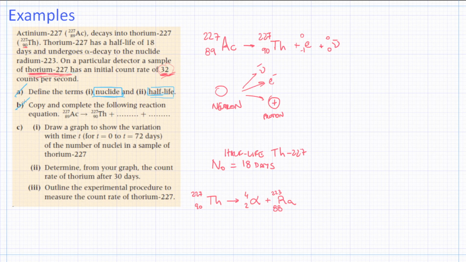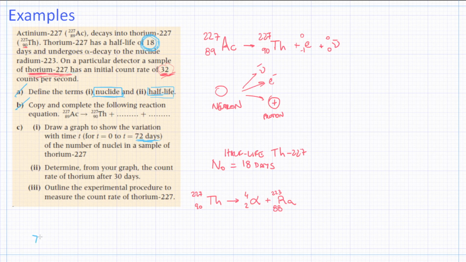Done. Letter C, draw a graph to show the variation with time t from t equals 0 to t equals 72 days of the number of nuclei in a sample of thorium-227. So what we have to do here is basically analyze those days in terms of half-life. We are told that the half-life is 18 days, which, fair enough, is 1/4 of this, isn't it? Anyway, let's analyze this.